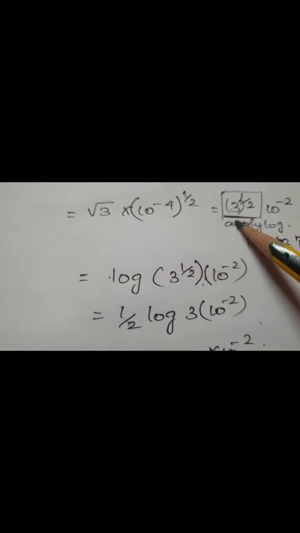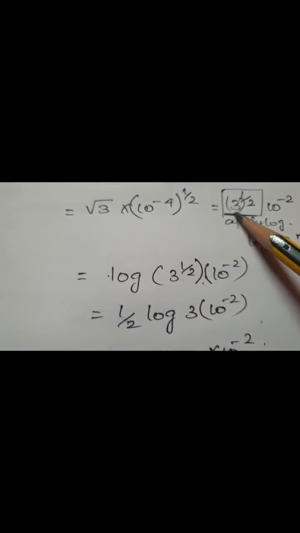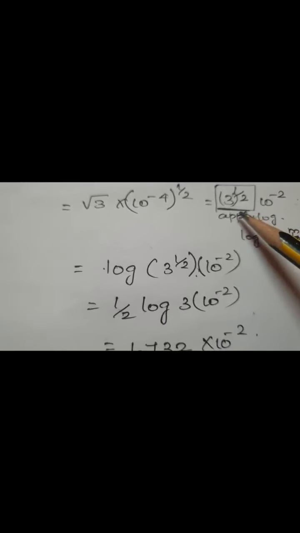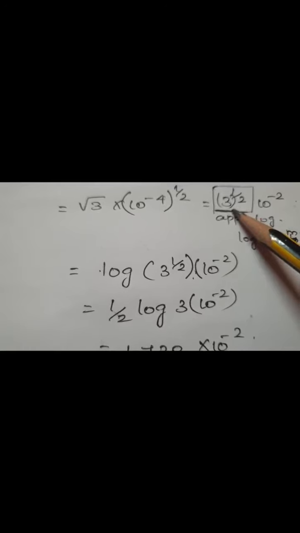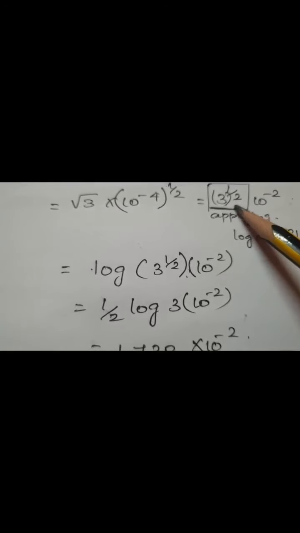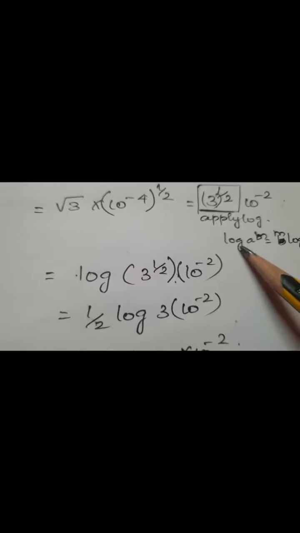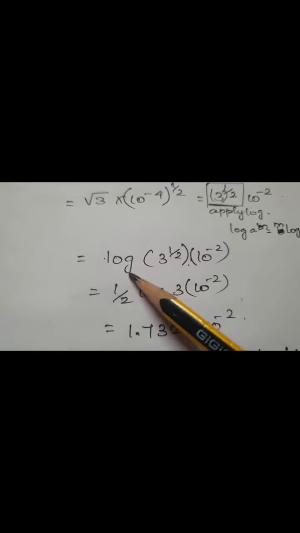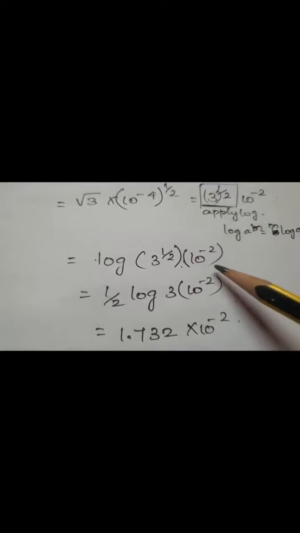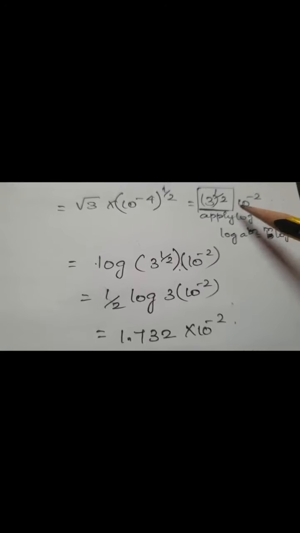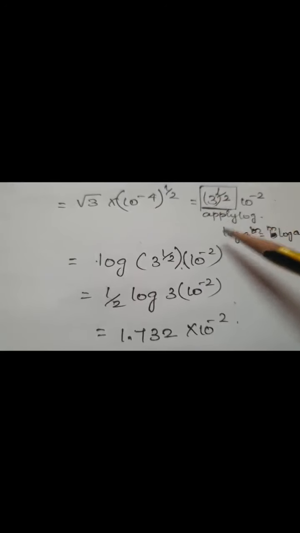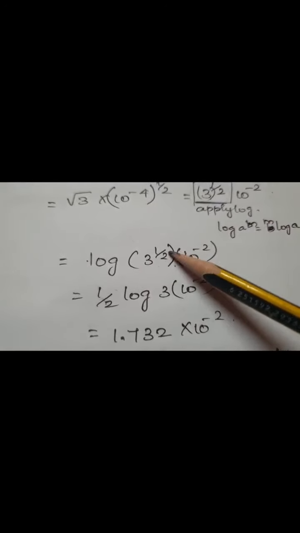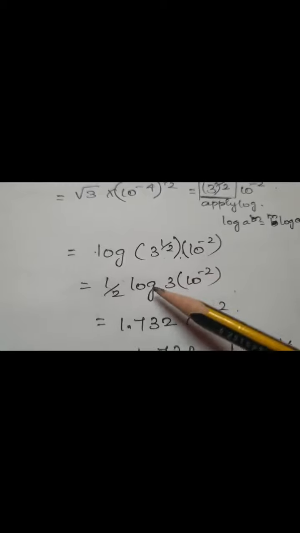Otherwise, if any other number comes and you are not familiar with that root, you have to apply log. So take log of 3 power 1 by 2. This is in the form of log a power m, so m log a. Applying log only for this portion, 10 power minus 2 as it is. So log of 3 power 1 by 2 into 10 power minus 2.